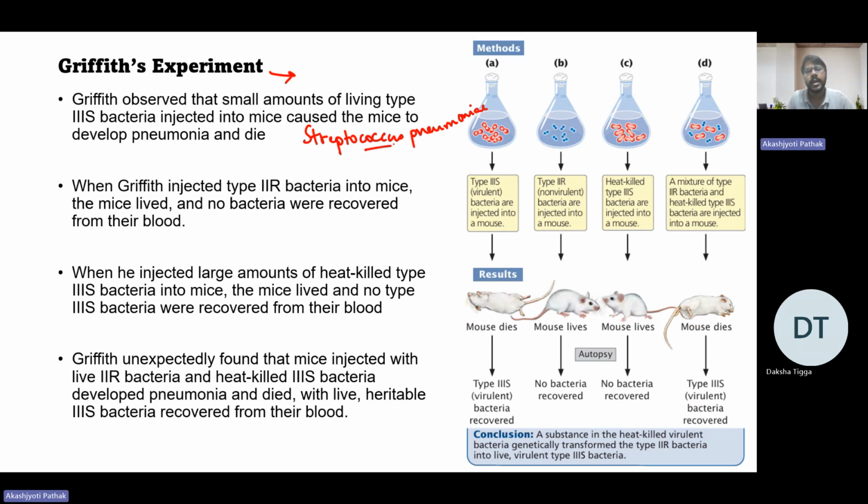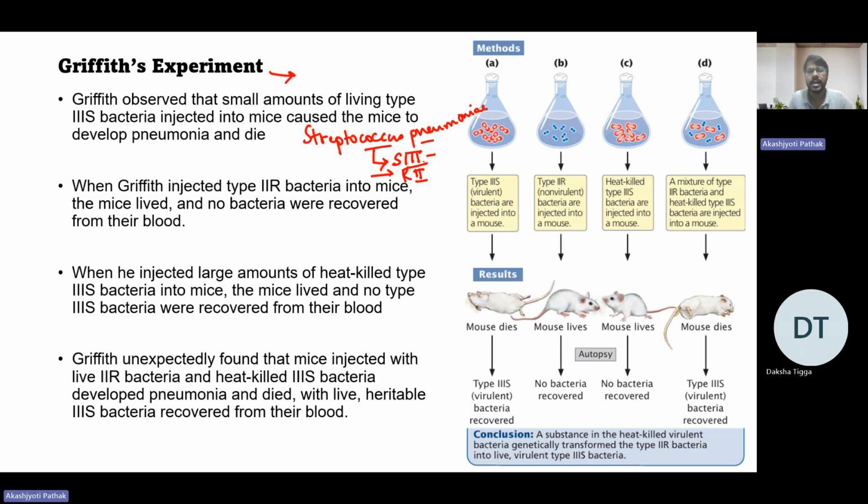Streptococcus pneumoniae. There are two different strains of Streptococcus pneumoniae. One is the S3 strain and another is the R2 strain. So the S3 strain is what? This is the smooth strain.